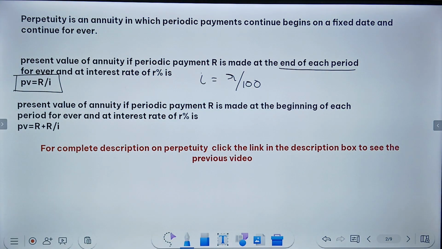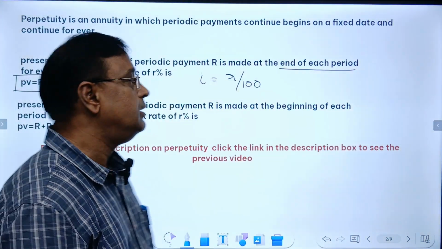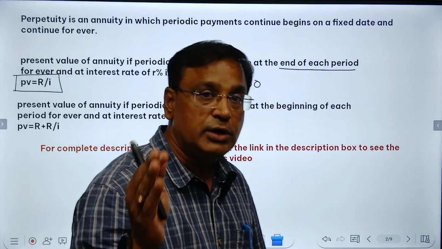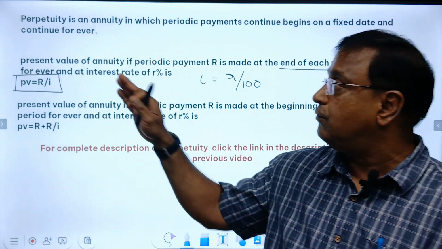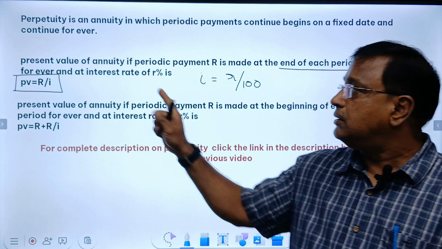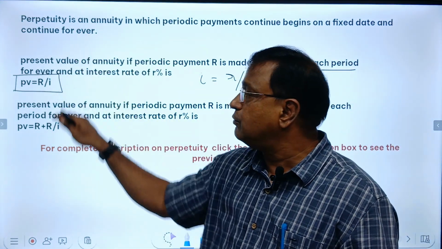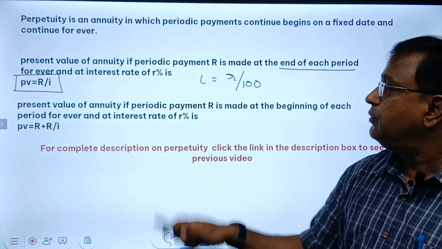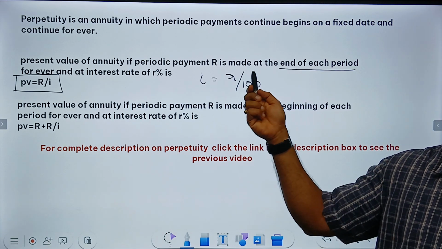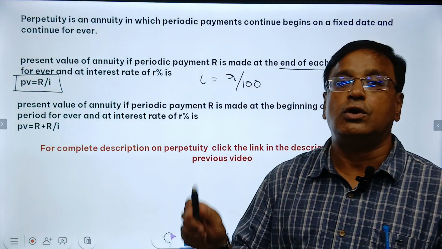Now the present value, if the periodic payment is made at the beginning of each period, is R plus R by I. In the previous video, I also explained and derived the formulas, even though derivation is not important as far as the board exam is concerned. But the entire discussion on perpetuity and how we got the formula was covered. In case you have not seen that video, you can go to the description box where I have put the link for the previous video. You can click that and have a look, and in that way you can also get the problems which are solved from the handbook.